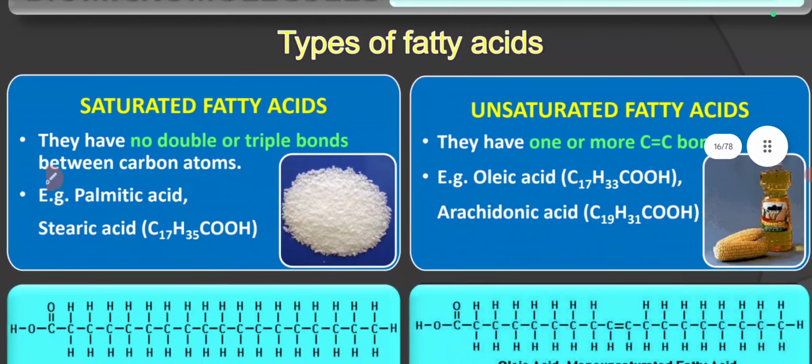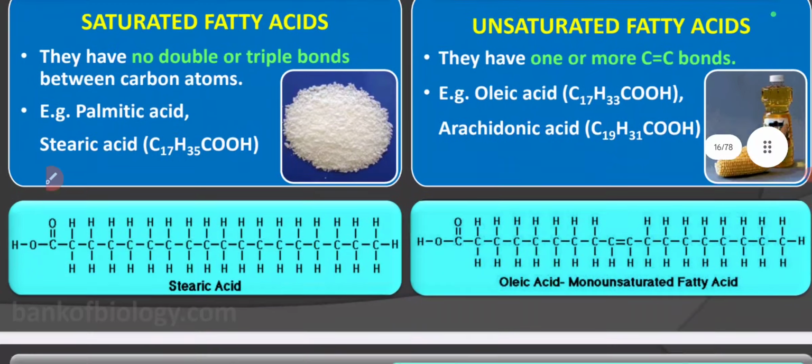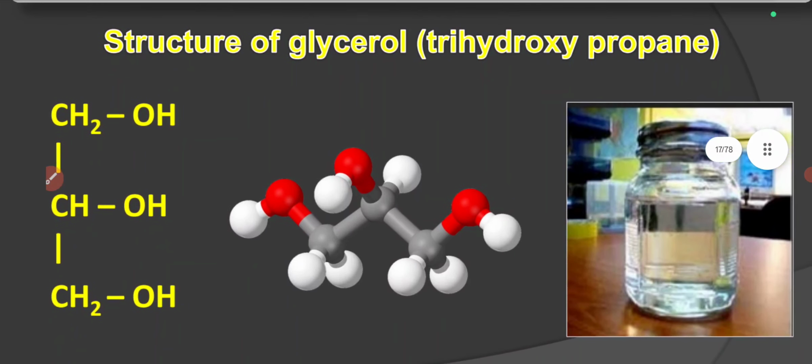Types of fatty acids. Saturated fatty acids have no double or triple bond between carbon atoms. Example, palmitic acid, stearic acid. Unsaturated fatty acids have one or more double bonds between carbons. Example, oleic acid and arachidonic acid. Structure of glycerol, trihydroxypropane.